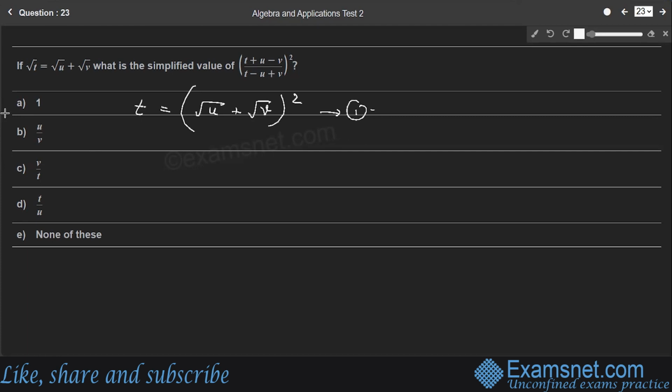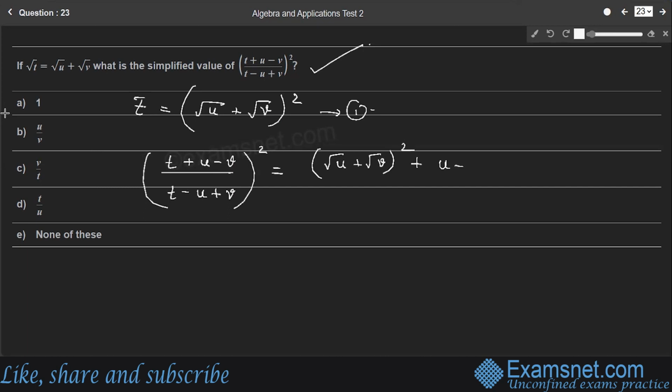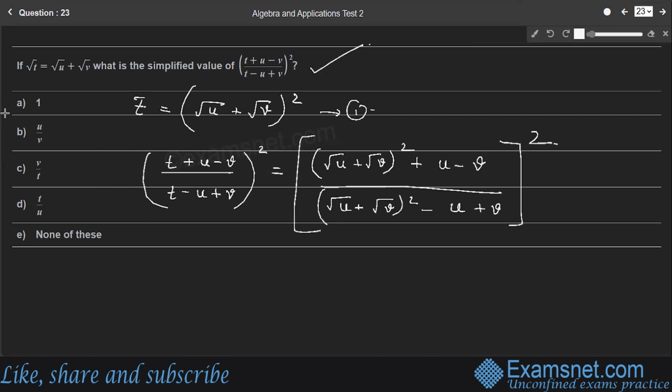Substitute the value of T in the given expression, the value we need to find out. So (T plus U minus V) by (T minus U plus V) the whole square becomes, we'll write T as root U plus root V the whole square, plus U minus V, whole divided by, again, T minus U plus V, where T is root U plus root V the whole square, minus U plus V. So the whole square.